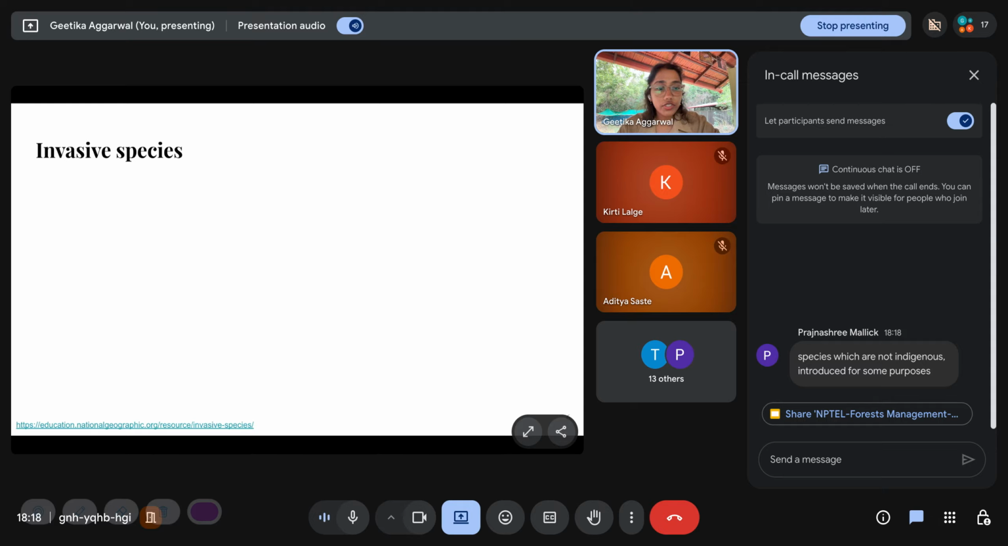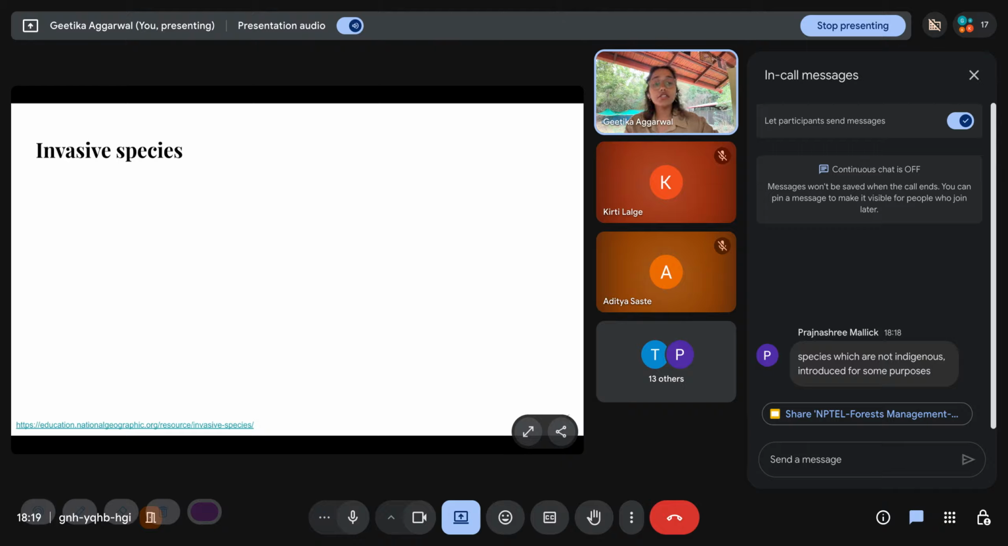Species which are not indigenous, introduced for some purposes. Correct. Very good. So basically, invasive species are species which are not native to that area. As you said, they're not indigenous. They have been introduced to this area for some purposes.